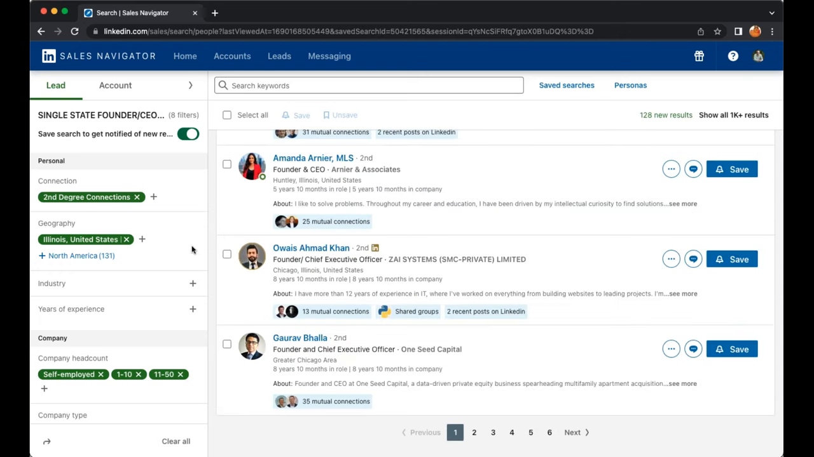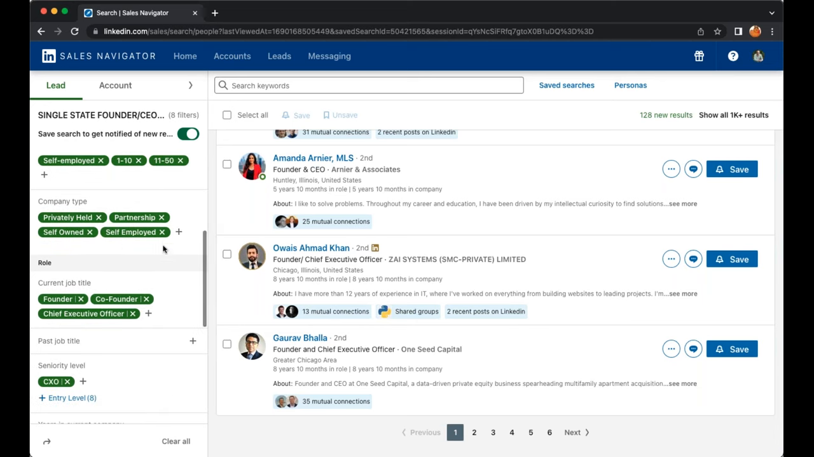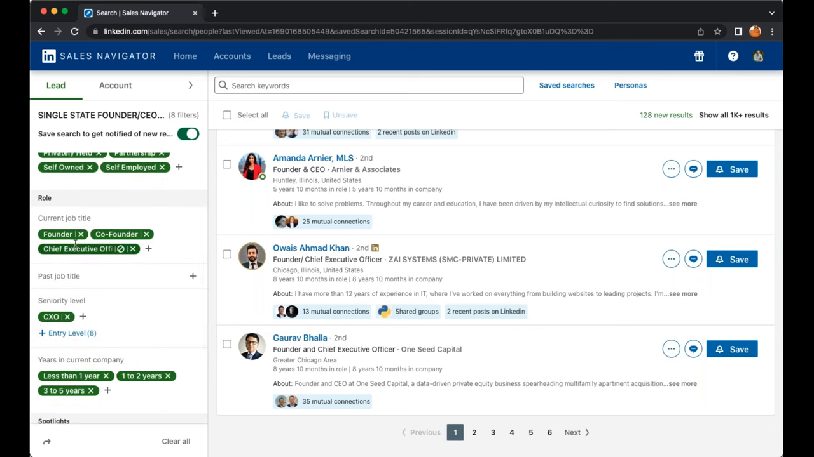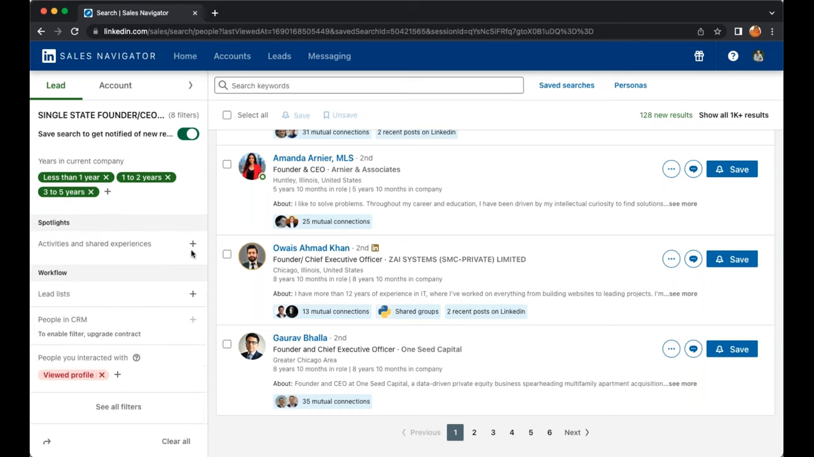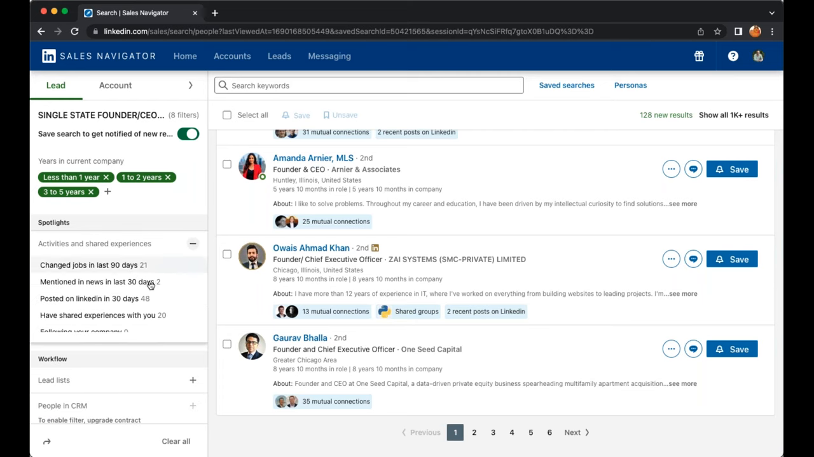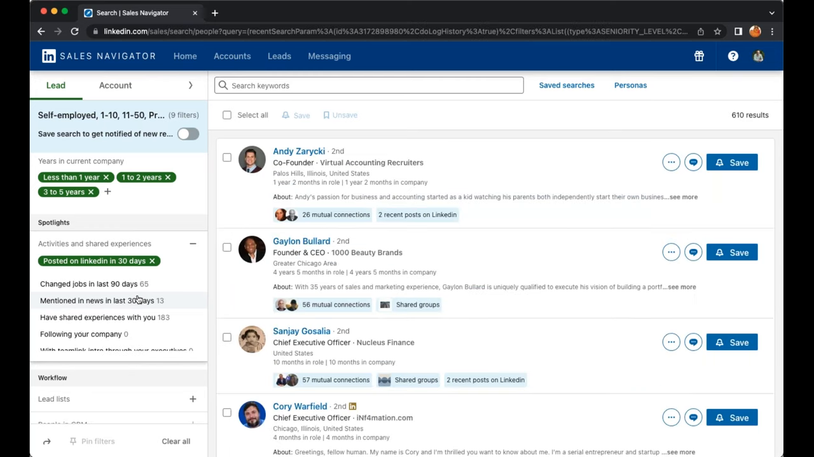So the things that I look for: secondary connections only. I look by geography. I look for companies that are smaller, privately held partnerships. I'm looking specifically for people that are founders. And then the real magic is, I want LinkedIn to find me people who have posted on LinkedIn in the last 30 days. This is an absolutely critical component to growing your social capital. These are the influencers, the people that are posting on LinkedIn.